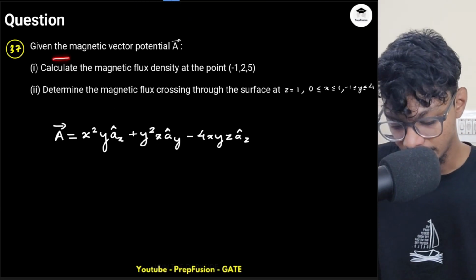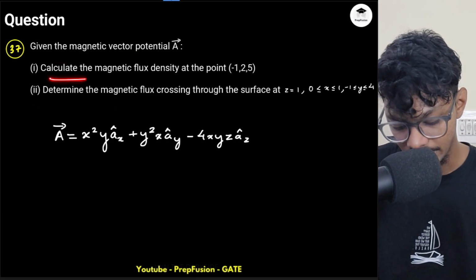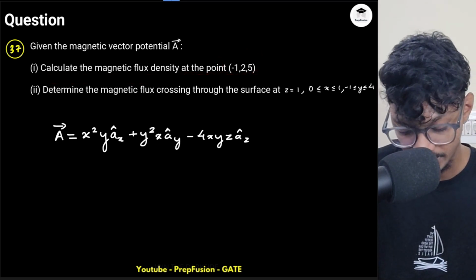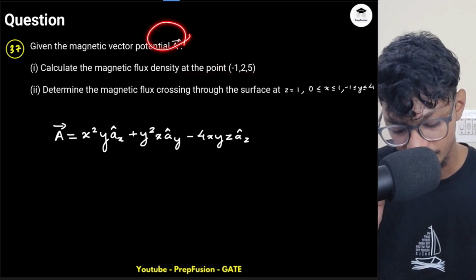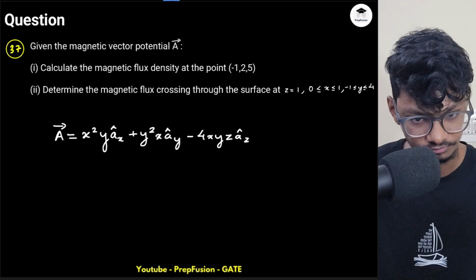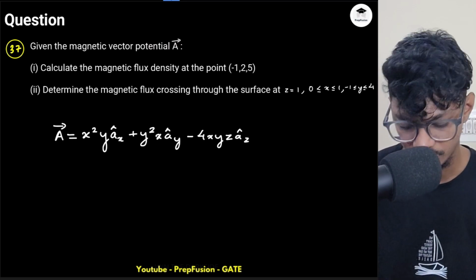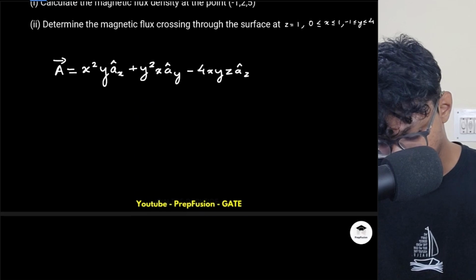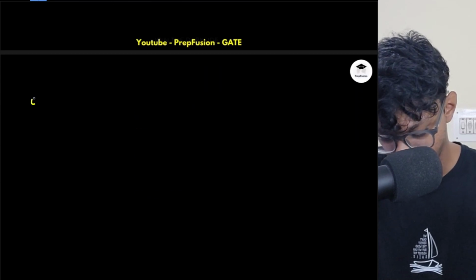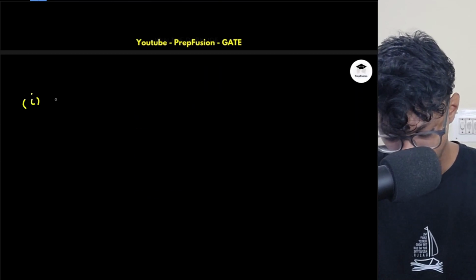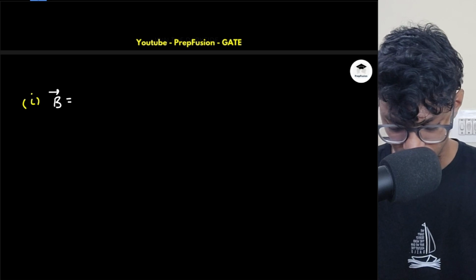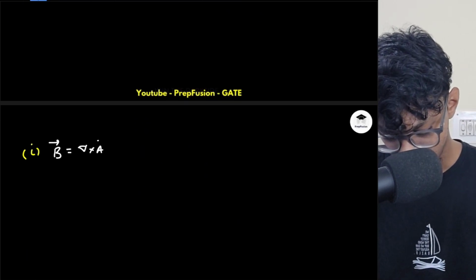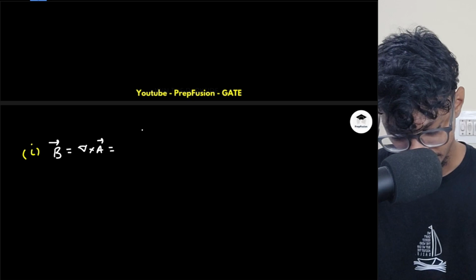Given a magnetic vector potential A, calculate the magnetic flux density at the point (-1, 2, 5). We have to calculate the magnetic flux density if the magnetic vector potential is given. So we can simply take del cross A. First of all, I have to find the magnetic flux density, which is del cross A. So I will just take the curl of this.